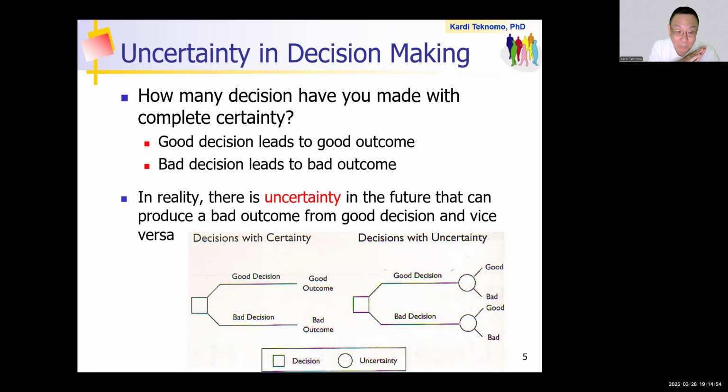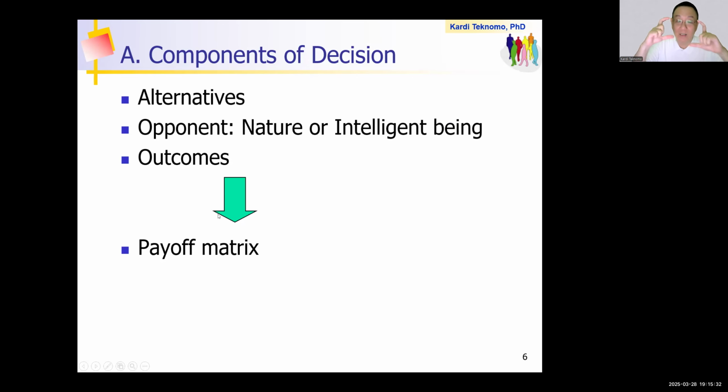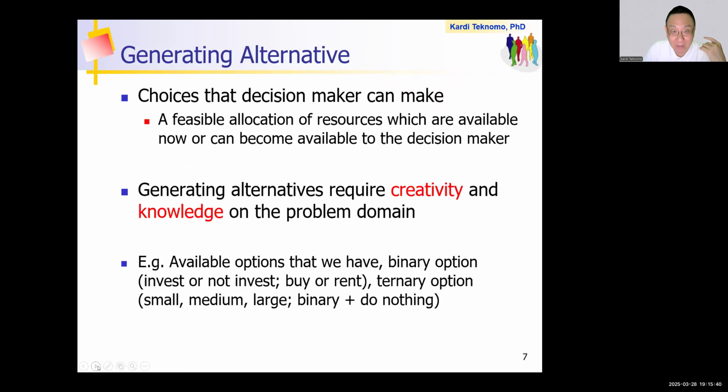Okay, so in that case, let's discuss the components of decision first. There are three components of decision in this context. We have what is called the alternative, and then we have the opponent, either an intelligent being or nature, and then we have the outcomes. Now these three components, you can put together into a single payoff matrix. Let's discuss what the alternative means. The alternative is the choice that you as decision maker can make. So this is basically a feasible allocation of resources which are available now or become available to you later.